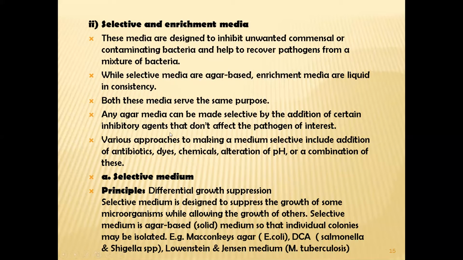Agar media can be made selective by adding certain inhibitory agents that don't affect the pathogen of interest. Various approaches are used to make it selective, like adding some antibiotic or dyes, chemicals, altering the pH, or a combination of these. So selective medium, as I have told you, causes differential growth suppression. They suppress the growth of some undesired microorganisms and allow the growth of only the desired microorganism. Examples are MacConkey's agar, then DCA, Lowenstein-Jensen medium.